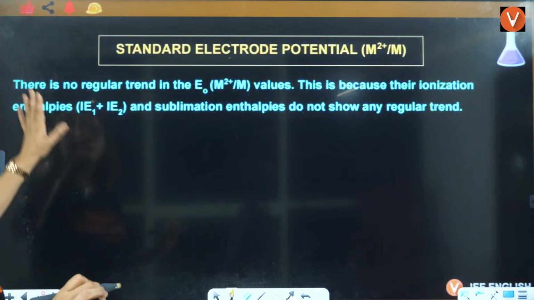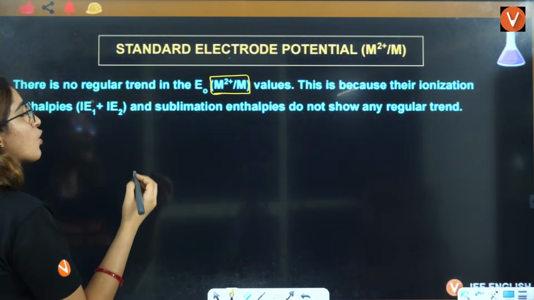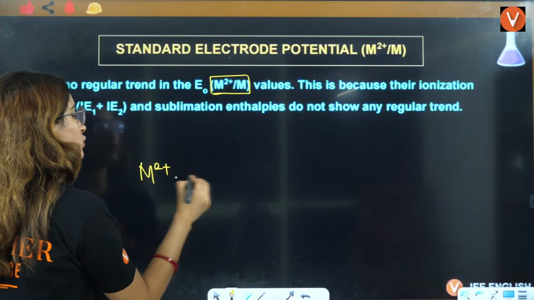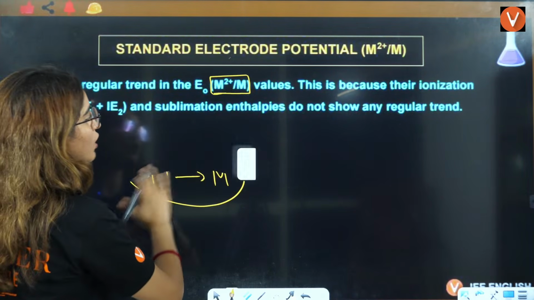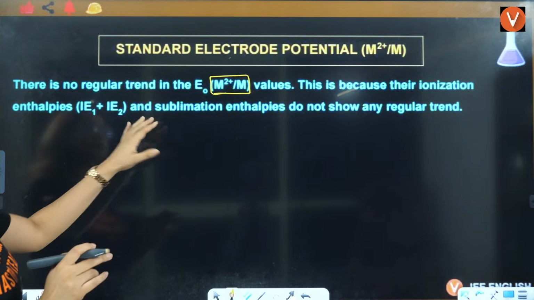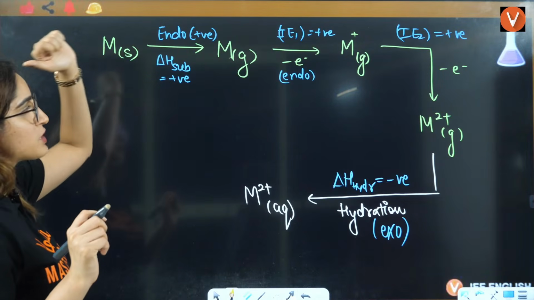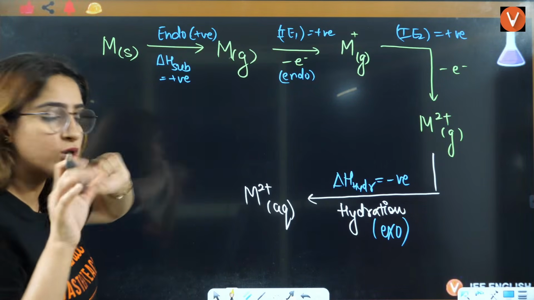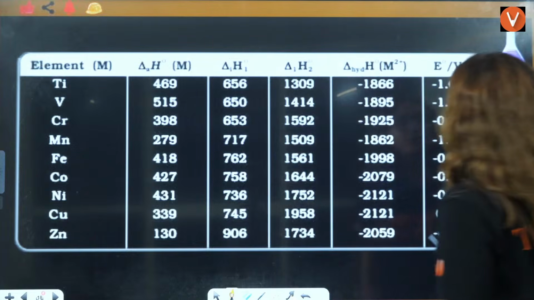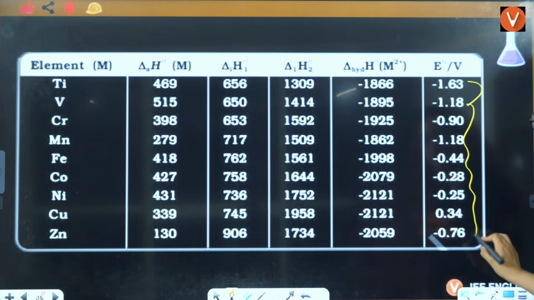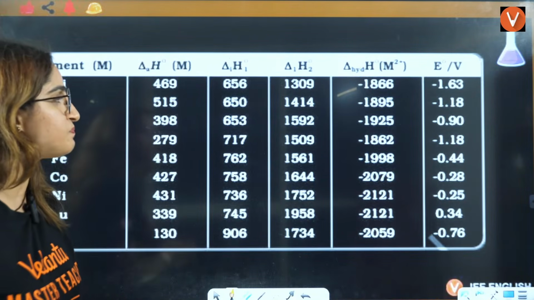If you see this, there is no regular trend in M2 to M values. If you are converting M2 positive to M, there are no regular values, because their ionization enthalpies and sublimation enthalpies do not show a regular trend. Sometimes sublimation enthalpy is more, sometimes it is less. So there is no regular trend in the electrode potential. It's not like it keeps decreasing; sometimes it decreases, then again it increases.